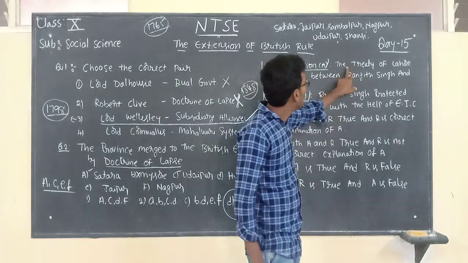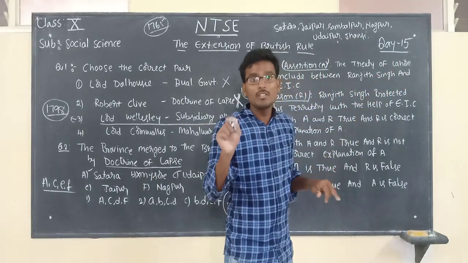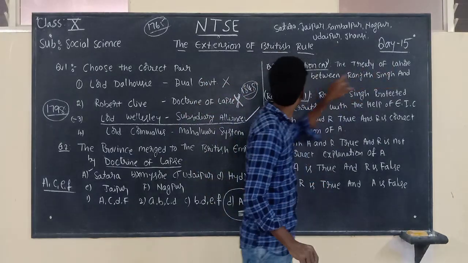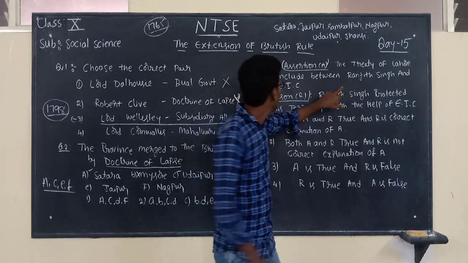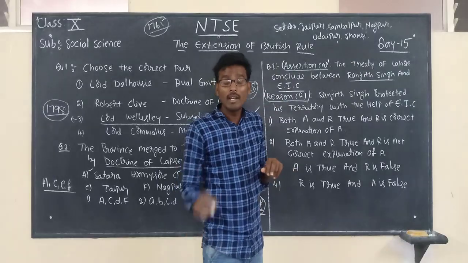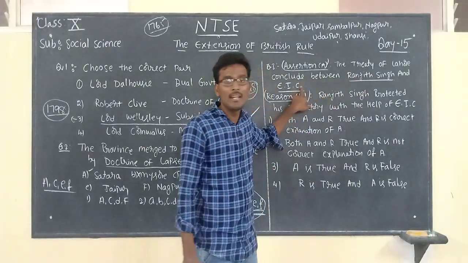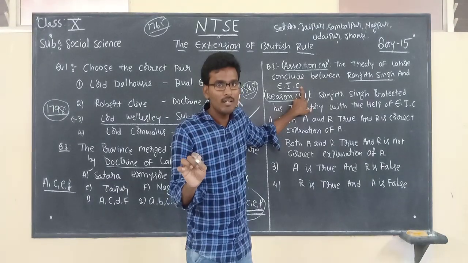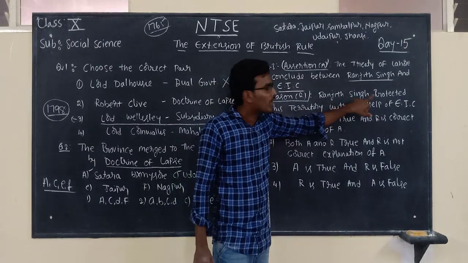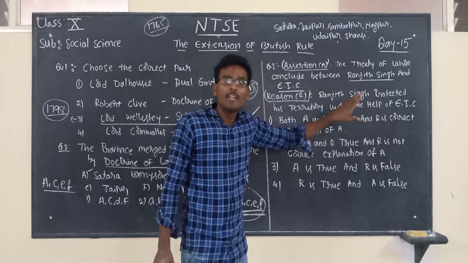Now, the Treaty of Lahore, you must remember the content, Anglo-Sikh Wars. The Treaty of Lahore was concluded between Ranjit Singh and the East India Company. Is it right, children? Okay. Now, here the second one: Ranjit Singh protected his territory with the help of the East India Company.